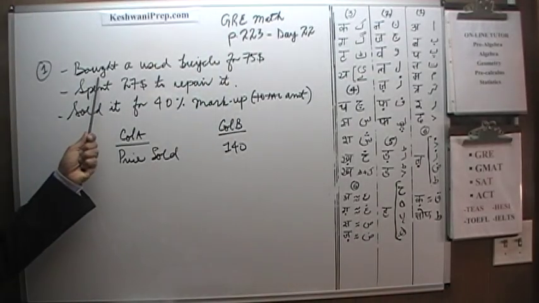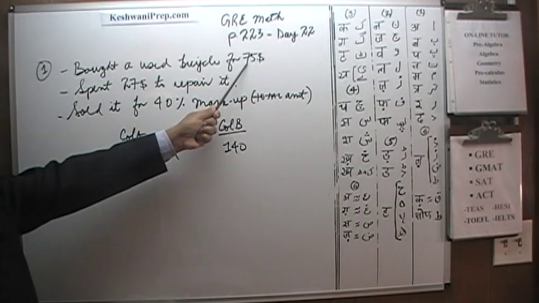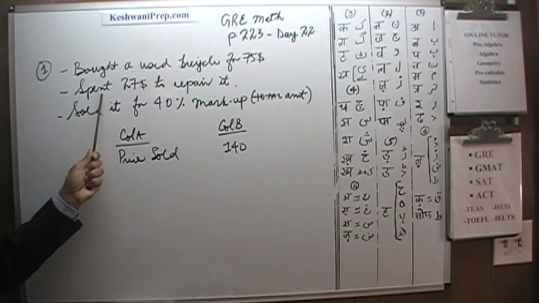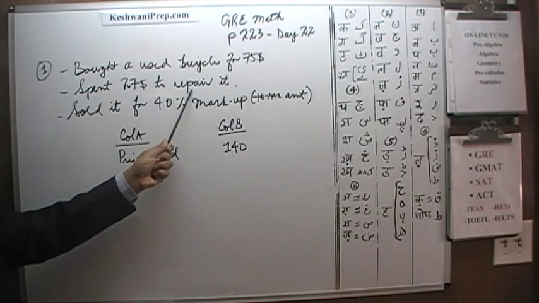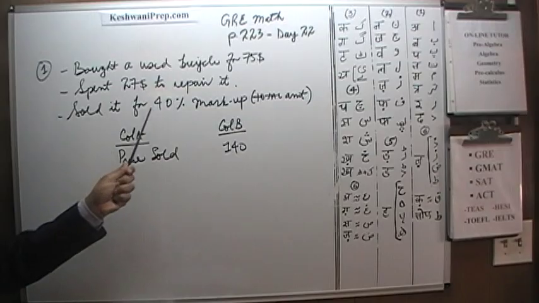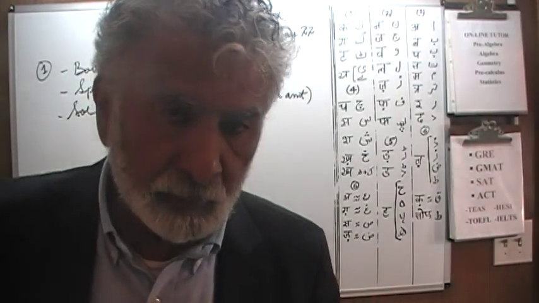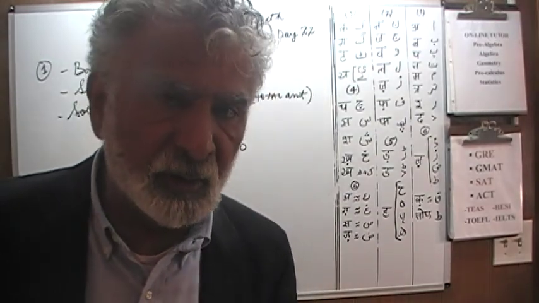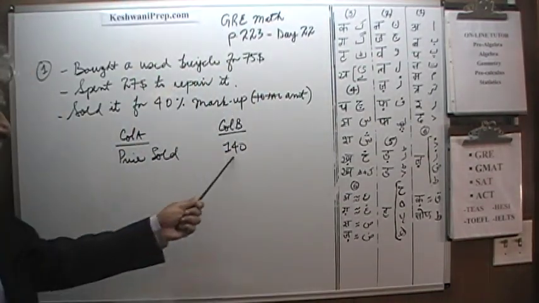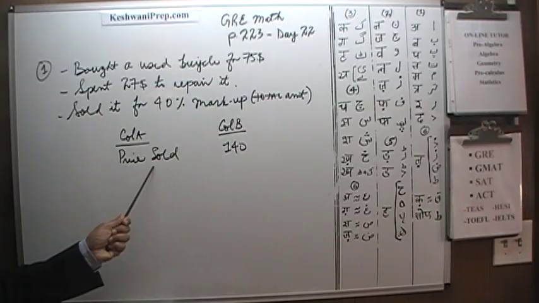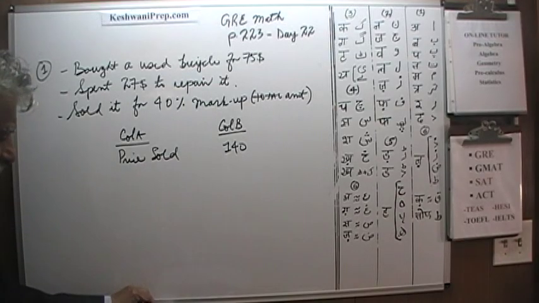We are told that we bought a used bicycle for $75. We spent $27 to repair it, and then we sold it for 40% more than the total amount that we spent on it, which is the price that we paid for the bicycle plus the repair cost. The question simply is, which column is bigger? The price that the bicycle was sold for, versus 140. I'll give you a second, pause the video and do it yourself.